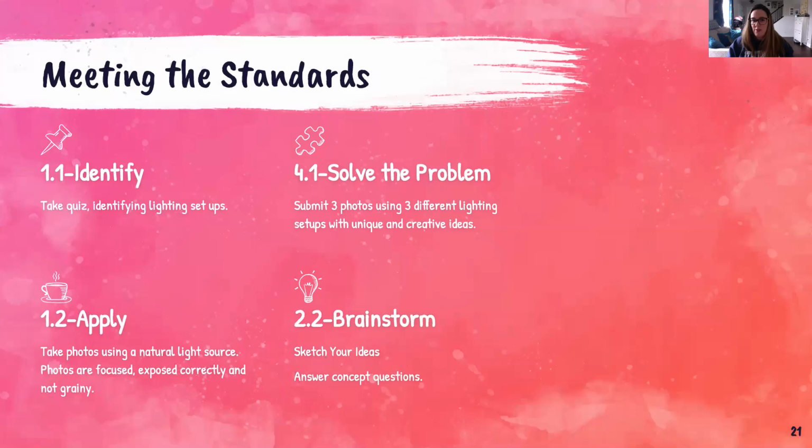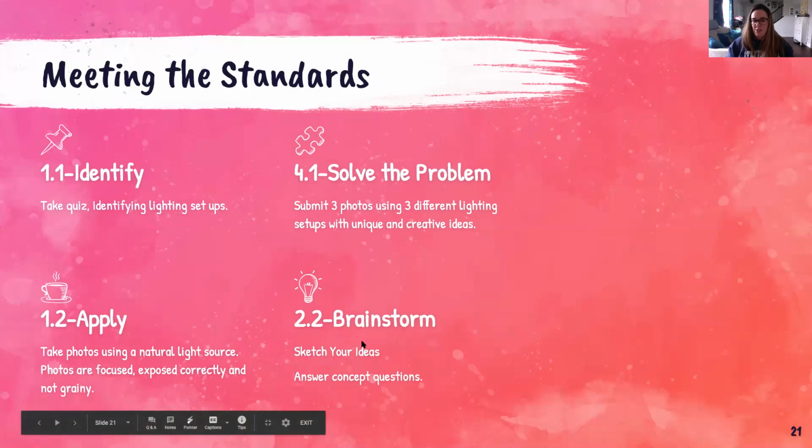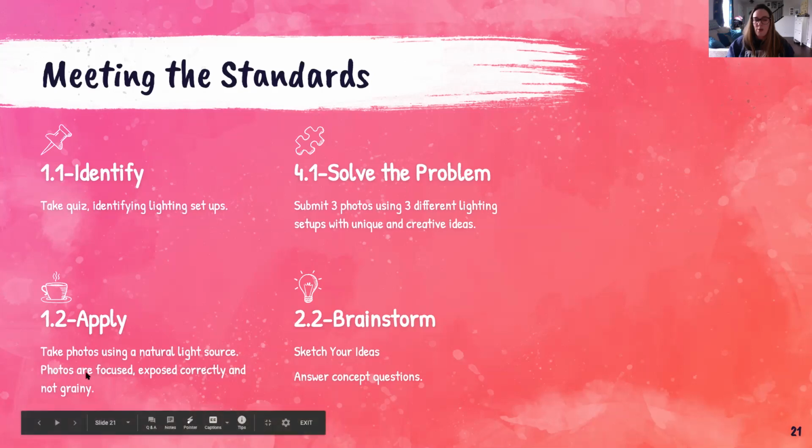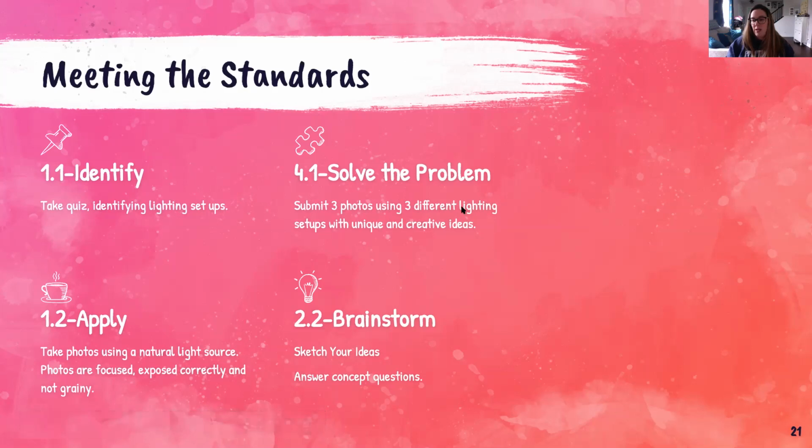And then these are the 4 things that you guys are going to be graded on. So to get credit for 2.2, you need to sketch your ideas. And then at the end, when you're uploading your photos, I actually have some questions that say, tell me about your concept. 1.1, you took the quiz identifying the light setups on Friday. 1.2 is you're taking the pictures, you're applying what you've learned. So you're taking photos using a natural light source. As always, the photos should be focused, exposed correctly, and not grainy. And last but not least, you submit 3 photos using 3 different lighting setups with unique and creative ideas.